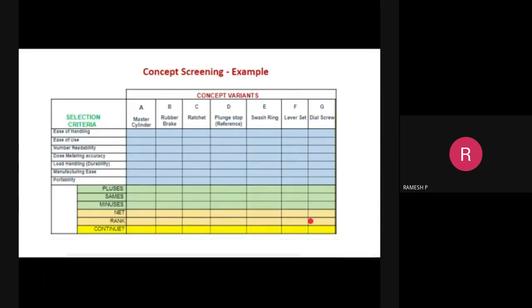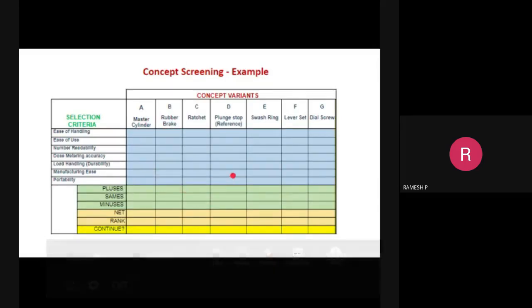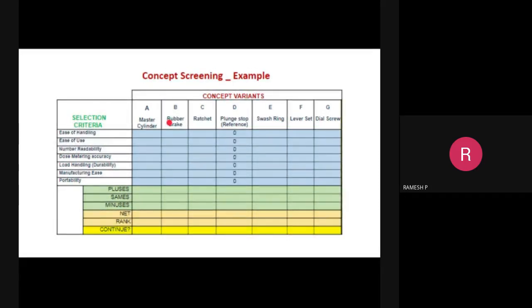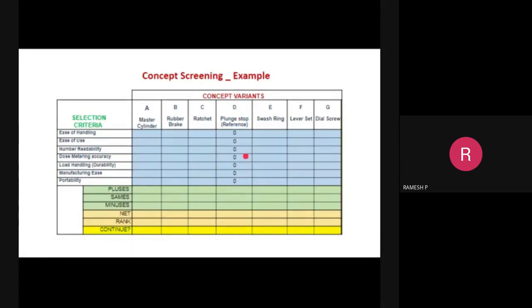Either to select it, reject it, or combine it. I can combine the master cylinder with the rubber brake. If these concepts are combined and provide exceeding performance, I can combine them. Or I can revise B alone, leaving out some negative functionalities. We will look at this with the examples. We don't want to waste time. And as I said, always consider the reference as neutral, which is 0, because it just acts as a reference when compared with the other concepts.